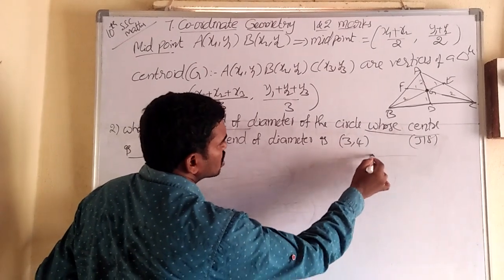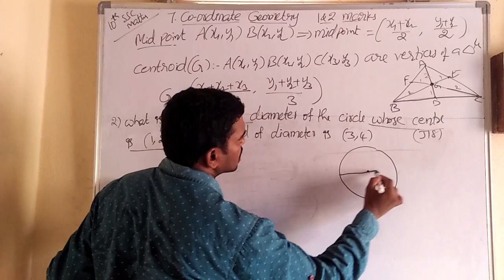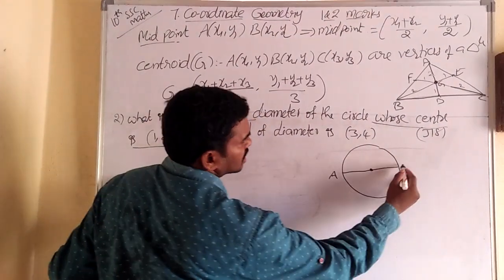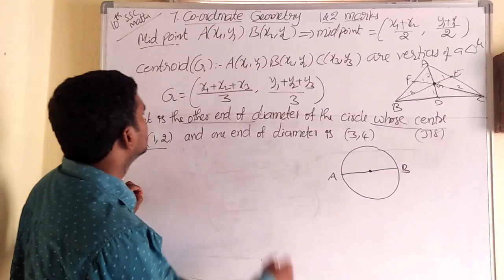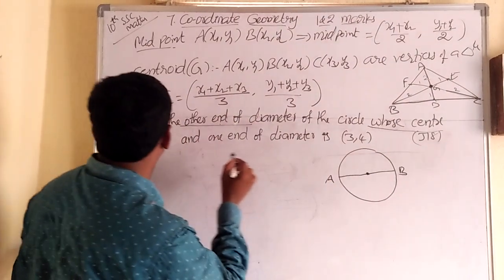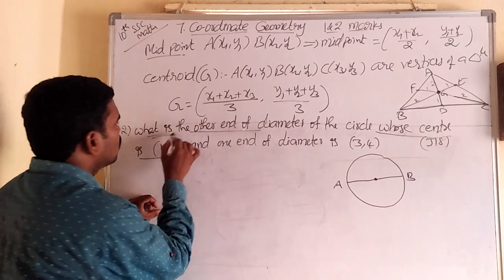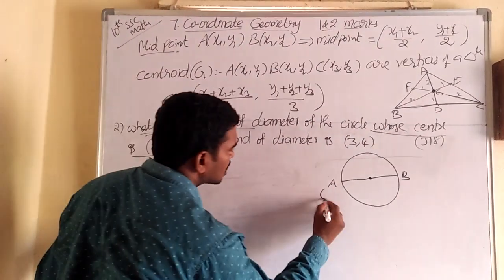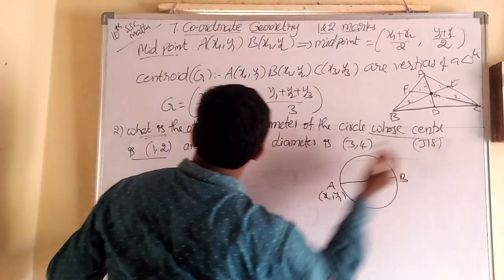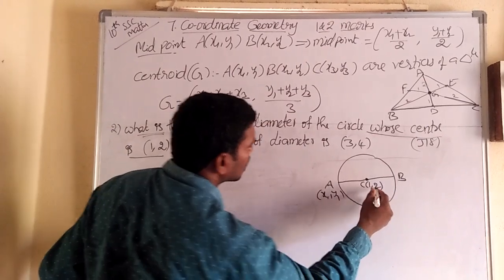See, suppose it is a circle; a line passing through the center is called a diameter. This is a diameter. Let us take this as A and this as B, and see, one end of the diameter is given. So we have to find the other end. Let us take it as (x1, y1). This we have to find. And the center is (1, 2).